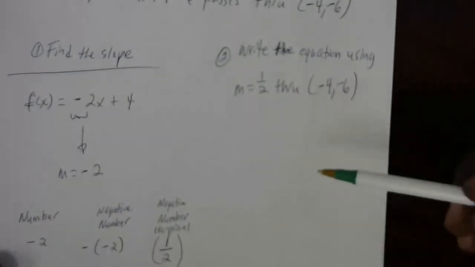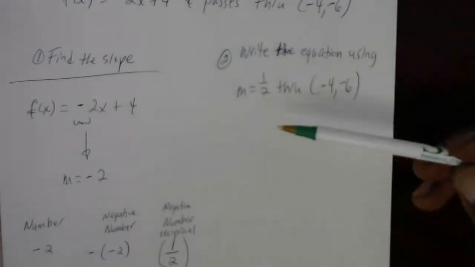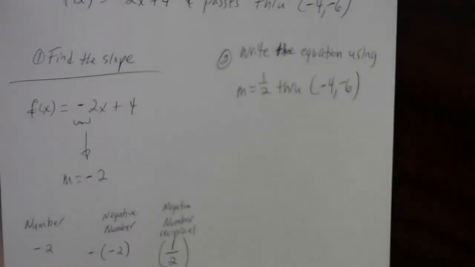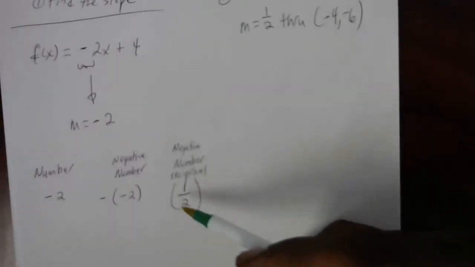Right, so before we proceed any further, are there any questions about 1/2 as being the slope? Can you explain just a little bit more about how you got 1/2? Okay, how I got 1/2.